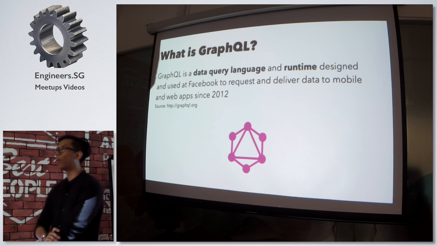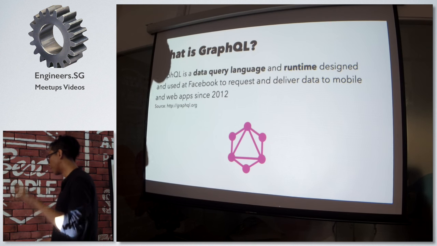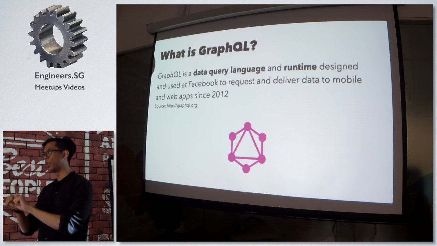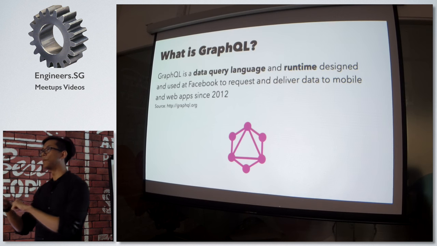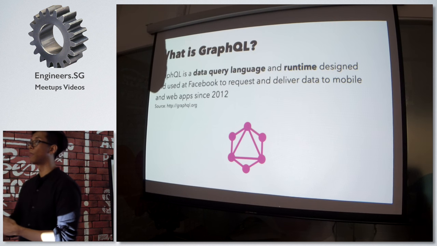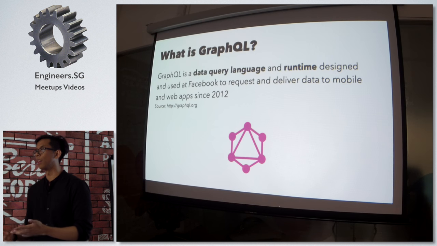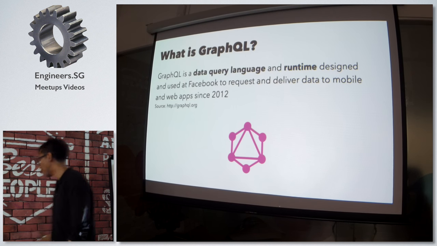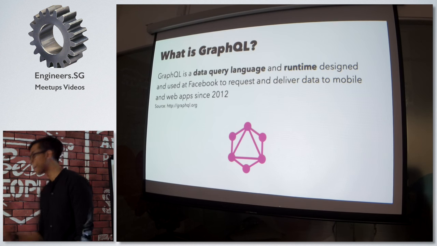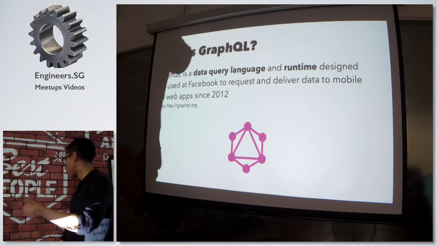But first, let me talk about what GraphQL is right now, right? So right now, GraphQL is actually two things. It's a data query language and a runtime. So it's not a graph database, so that's the first misconception when people read about GraphQL, right? It's a graph database. No, it's not. Think about it more like a data fetch API that gives a query language and runtime.